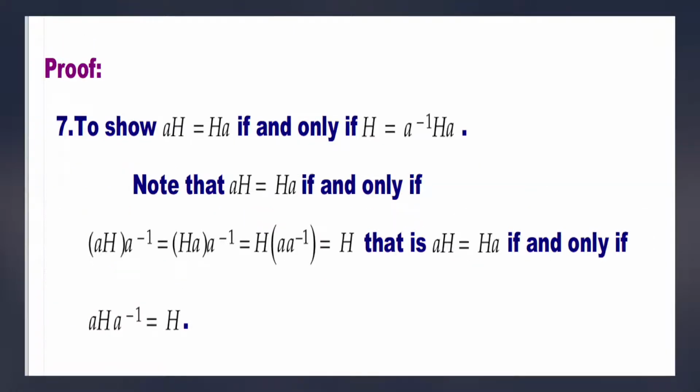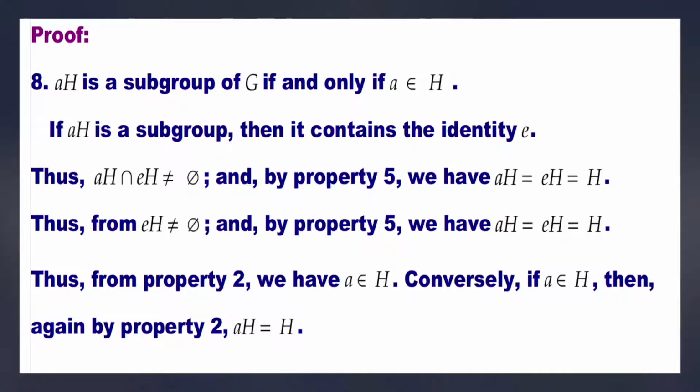The seventh one is to show aH = Ha if and only if H = a⁻¹Ha. Note that aH = Ha if and only if aHa⁻¹ = Haa⁻¹ = H. That is, aH = Ha if and only if aHa⁻¹ = H. The last one: aH is a subgroup of G if and only if a is in H.